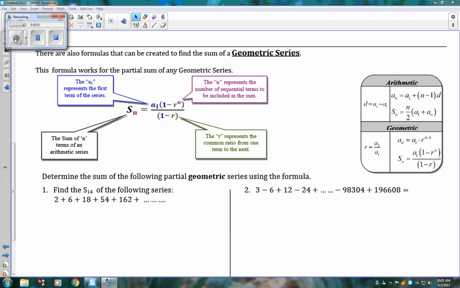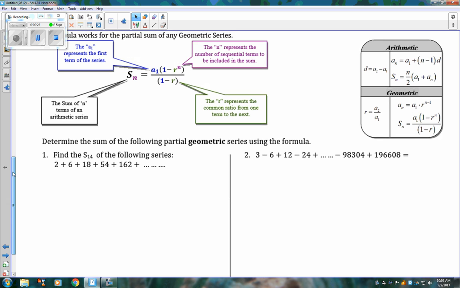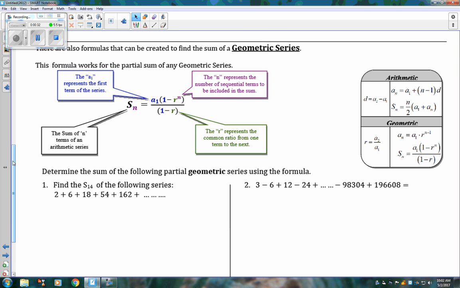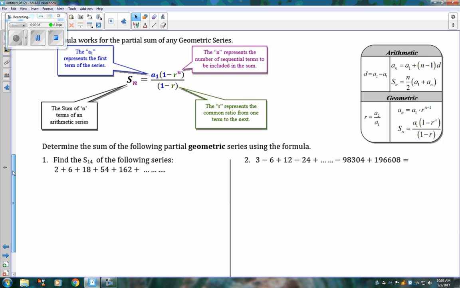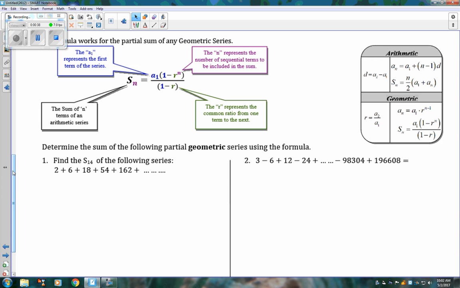So yesterday we talked about how to find the sum of the arithmetic series. Today we're going to talk about how to find the sum of a geometric series. So we're given a different formula: S of n is equal to a sub 1, being the first term, times parentheses 1 minus r to the nth power, all over 1 minus r. This is geometric. And we have a little chart right here that also gives us all the formulas that we're going to need.